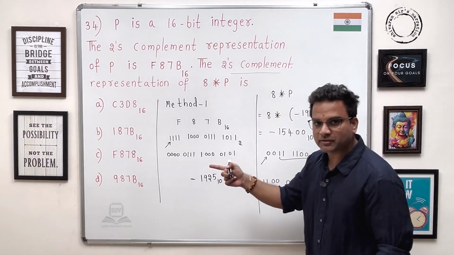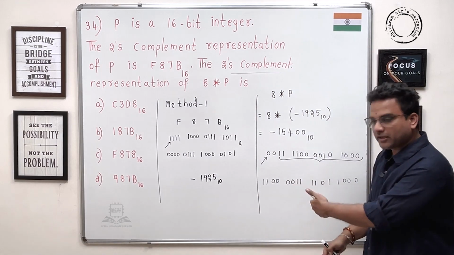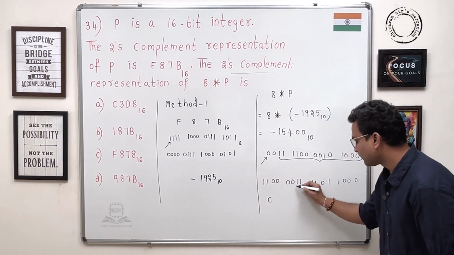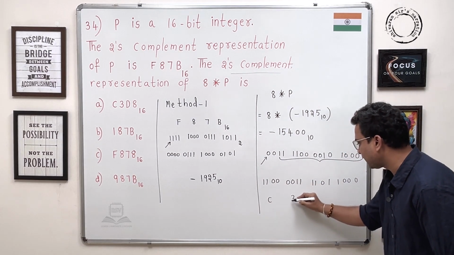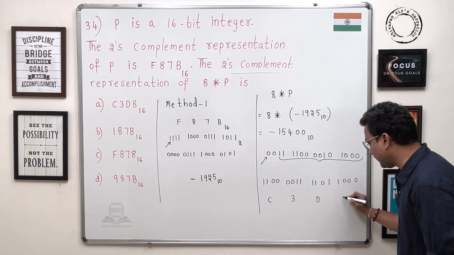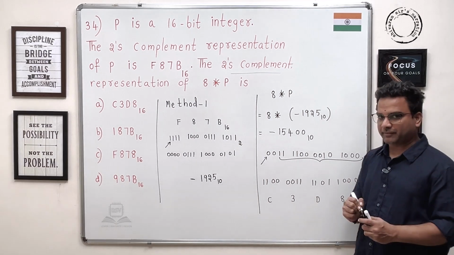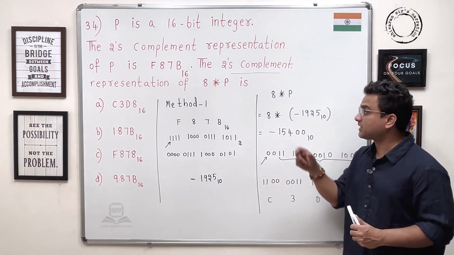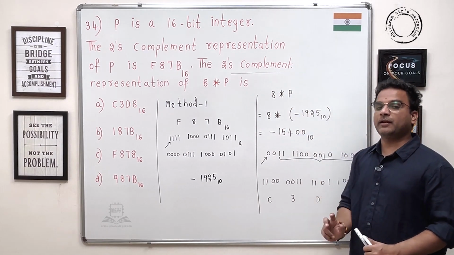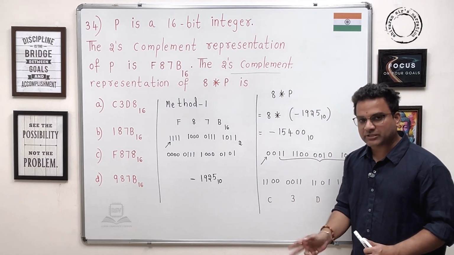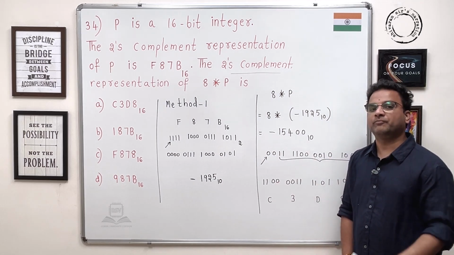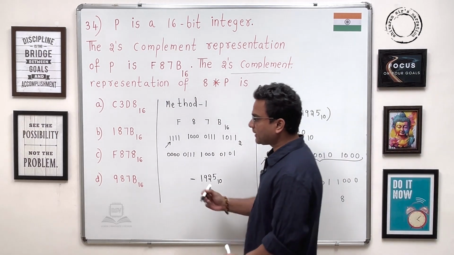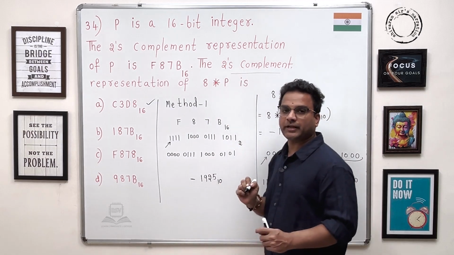Now the options are in hexadecimal, right? Then again you convert into hexadecimal. Therefore it is C and again 3D8. So guys, minus 15,400, which is 8 into P, in 2's complement representation in hexadecimal form is C3D8. Hence, the right answer is option A, C3D8.